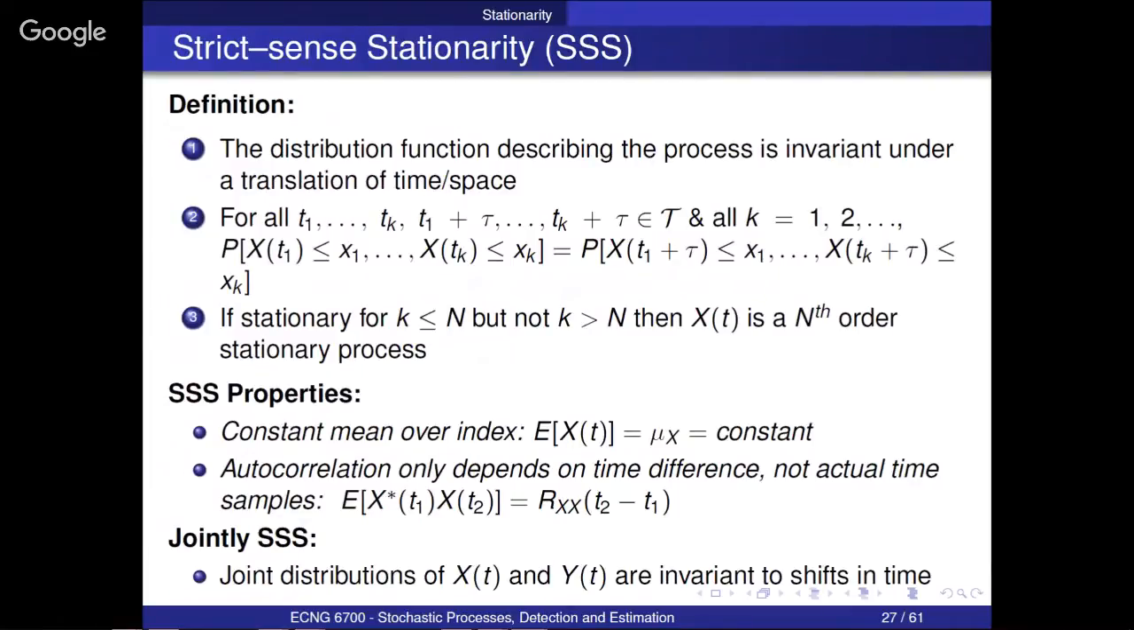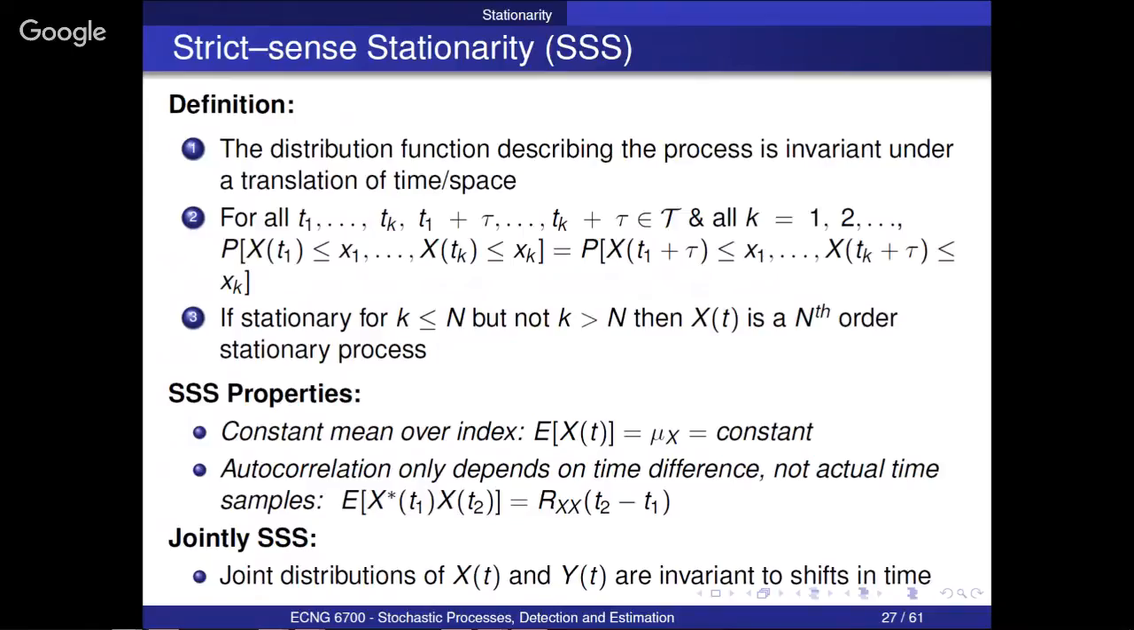One particular form of stationarity of interest is strict sense stationarity. Not all processes are strict sense stationary, clearly. Some processes are strict sense stationary provided that they meet certain requirements. First of all, if it's strict sense stationary, then that means that the probability distribution function that is associated with the process, the joint PDF, does not vary with the change in the index.